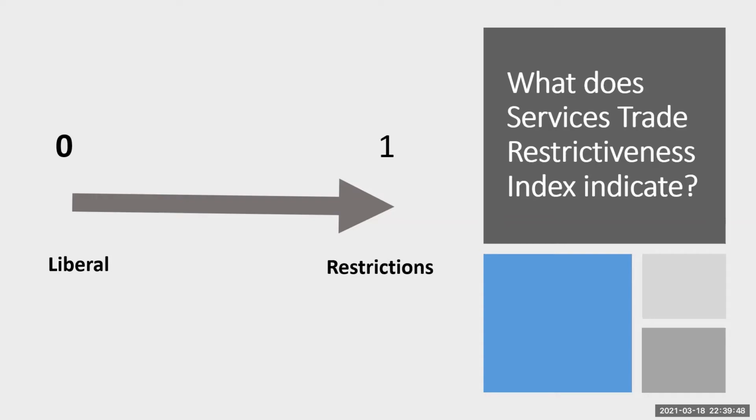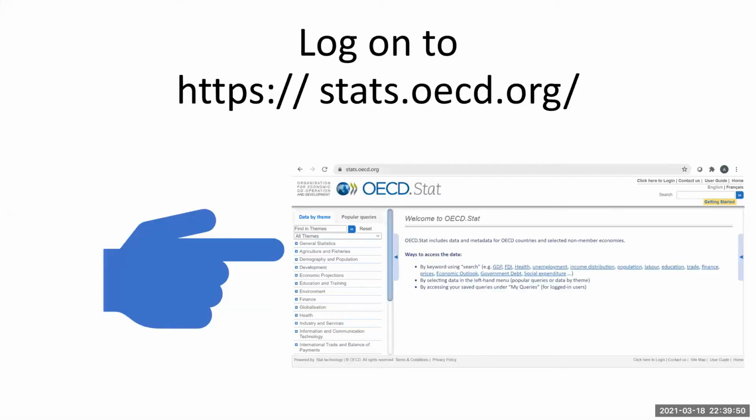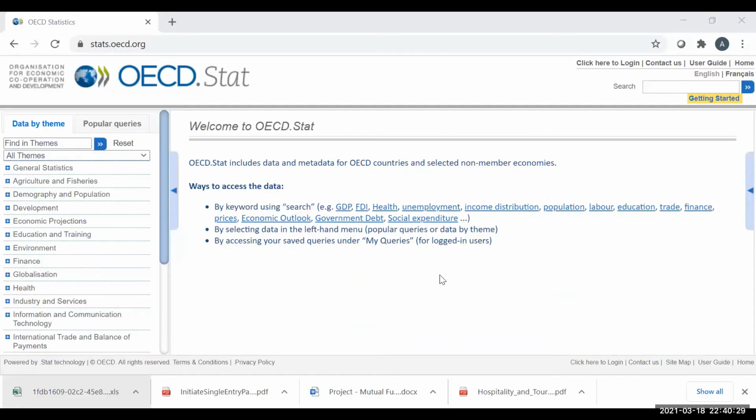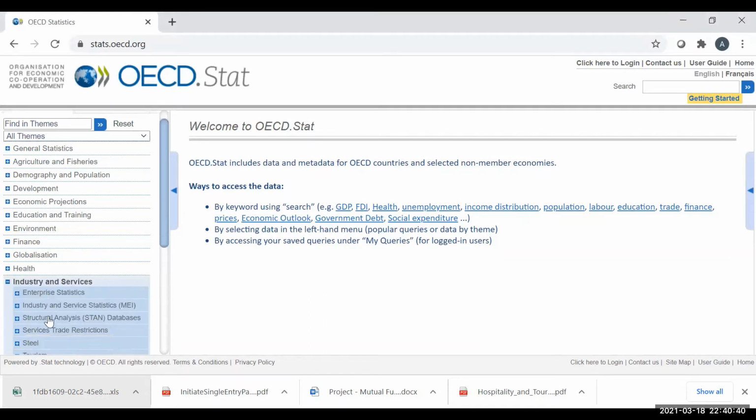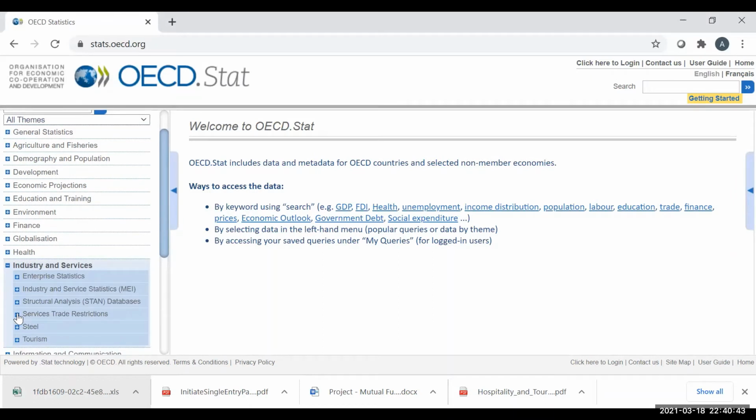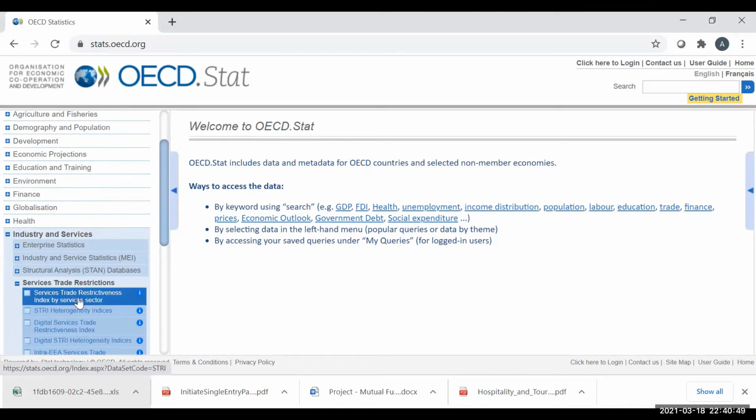The details related to STRI are available on stats.oecd.org. This is the homepage of stats.oecd.org, and the information related to STRI is available under the menu option for industry and services. Under that, services trade restrictions is available, and within that, you can find out the services trade restrictiveness index.